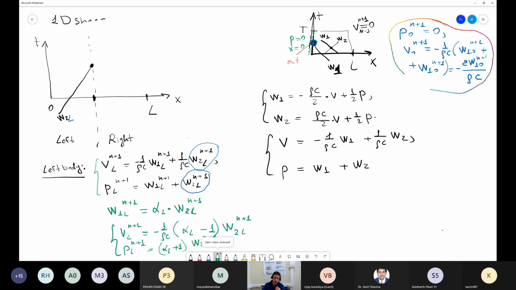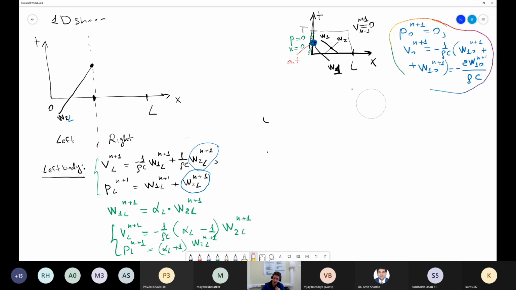What we can do is write the same system for the right part of the domain. Here we used only the left part of the domain, and let's use the right part of the domain. The general view is the same. Maybe the angle will be different, but we will be able to calculate now W1 right. For the right part of the domain, this is the left boundary of the domain. So what can we write?